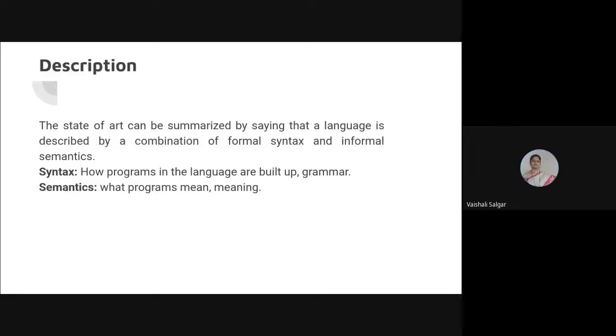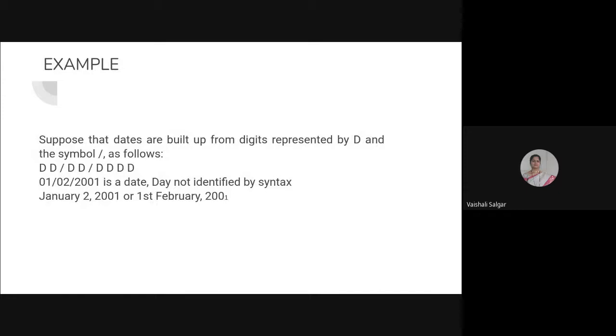Syntax allows us to build a program, which is like a grammar for designing that particular language, and semantics is nothing but what that program means. After that, we discussed one example, DDMMYYYY: the first two digits indicate the date, the next two digits indicate the month, and the last four digits indicate the year.